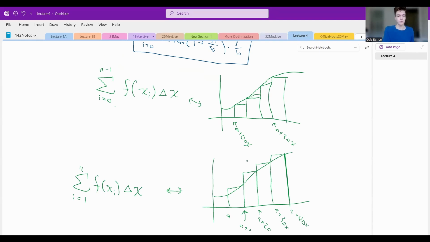And each of these two formulas have names. So this is called a left Riemann sum because we're approximating the height with the left side of the rectangle. And this one, as you might have guessed, is called a right Riemann sum.